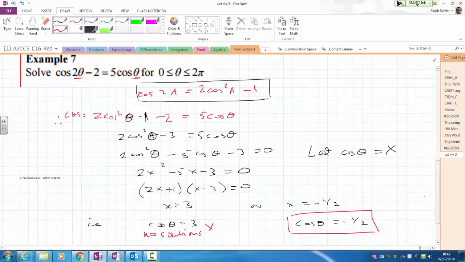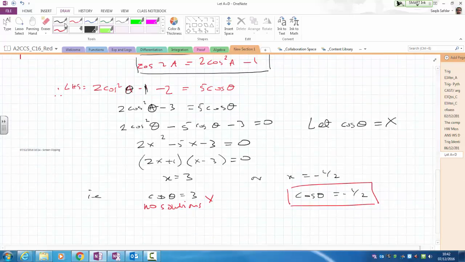Now, what's the domain? What values of theta do they want? What does the question tell us? 0 to 2 pi, so we need to be clear about that. Are they working in degrees or radians? Radians. And therefore, if you take the inverse cos of minus a half, can somebody give me 2 values of theta that fall within 0 and 2 pi? 2 pi over 3, 4 pi over 3. Okay, so there's your principal value and secondary value.